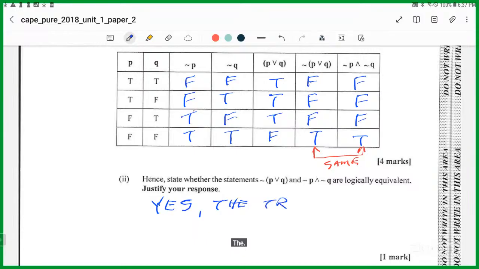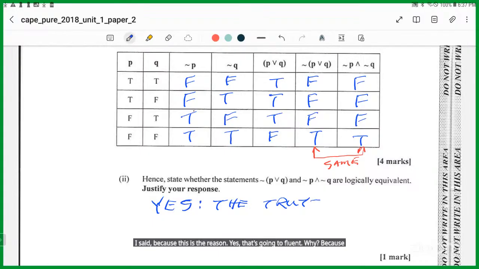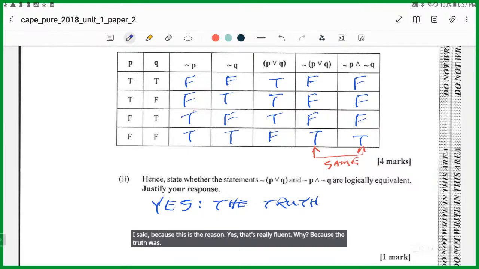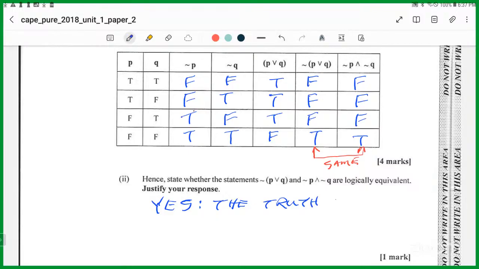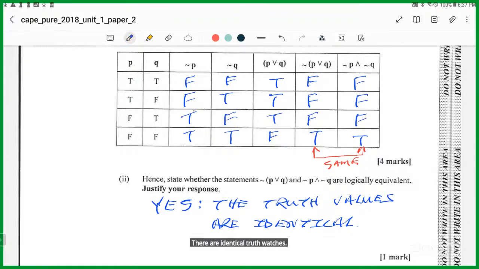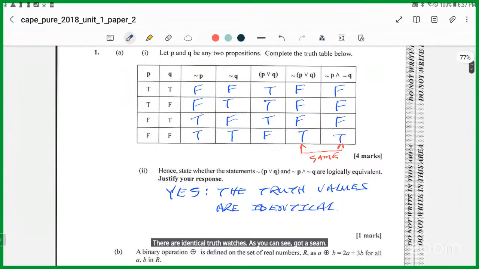That's the reason, right? Yes, they are logically equivalent. Why? Because the truth values are identical. They have identical truth values. As you can see, they are the same. That's what this is. They are the same.